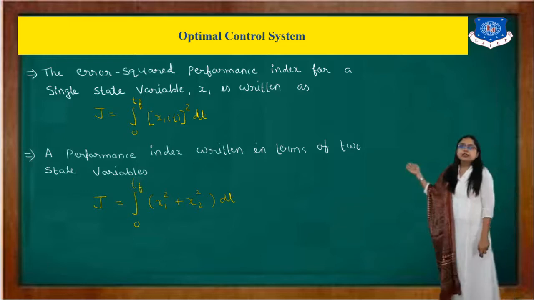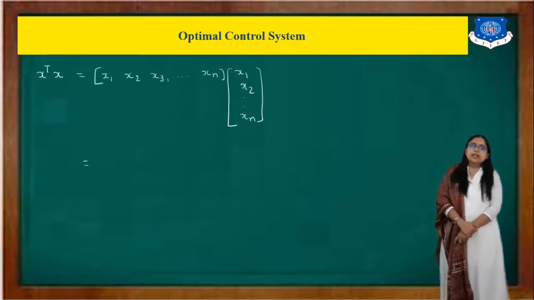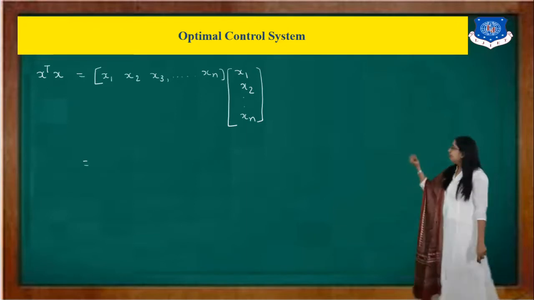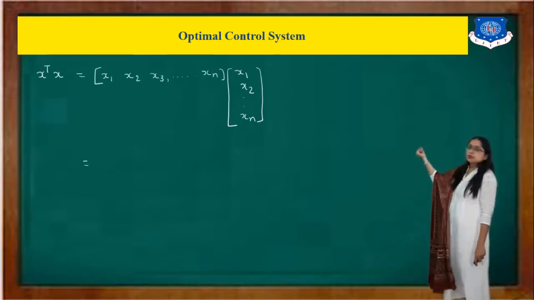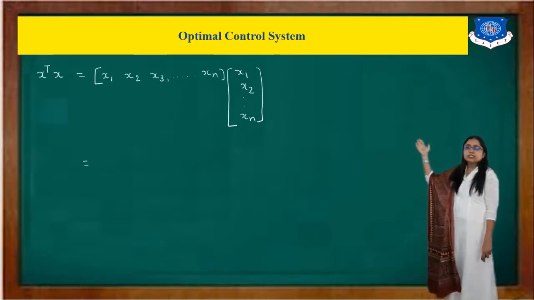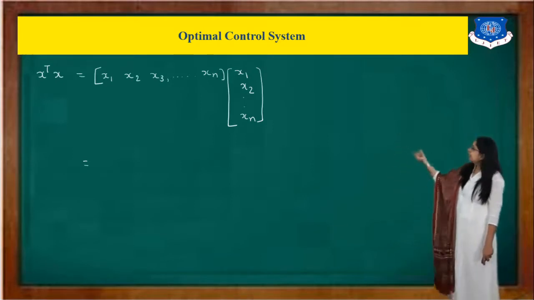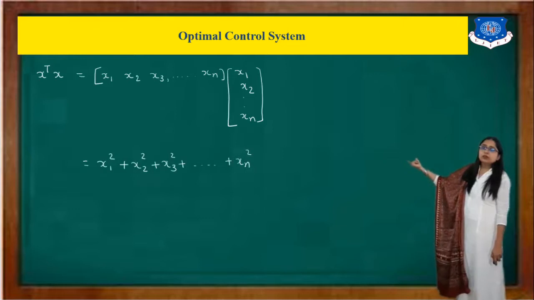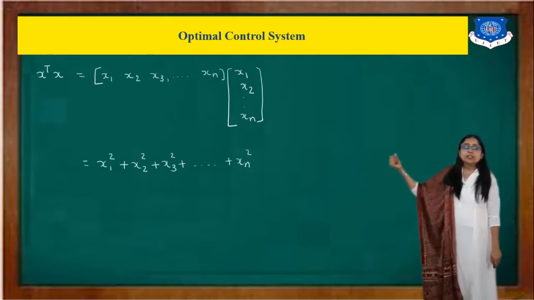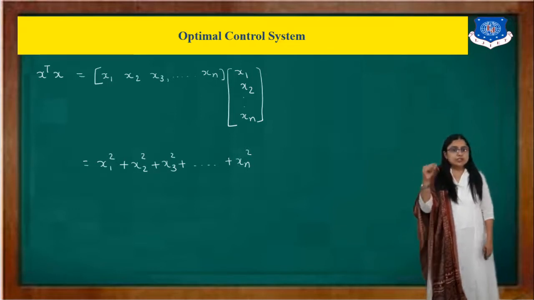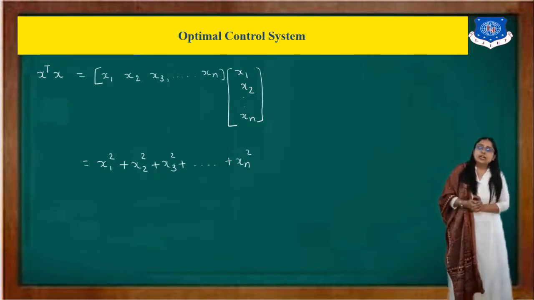Then here, see the x transpose into x. If you multiply x transpose into x, where the transpose is x1, x2, ..., xn, and here x1 to xn. If we multiply these two, then what we will get? x1 square, x2 square, x3 square, till xn square.